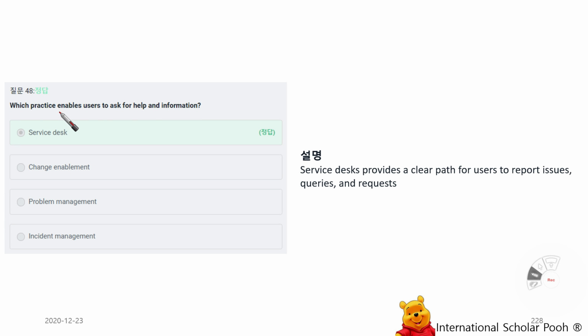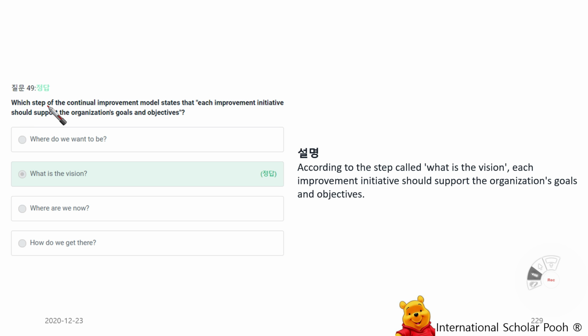Which practice enables users to ask for help and information? Service desk. Service desk provides a clear path for users to report issues, queries, and requests. Which step of the continual improvement model states that each improvement initiative should support the organization's goals and objectives? What is the vision? According to the step called What is the vision, each improvement initiative should support the organization's goals and objectives.